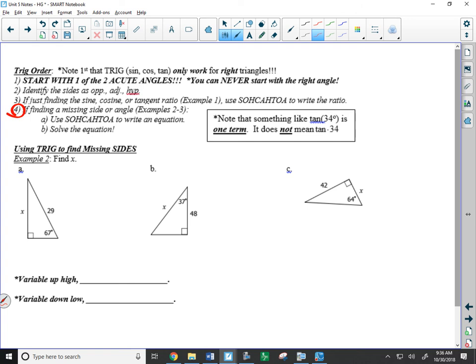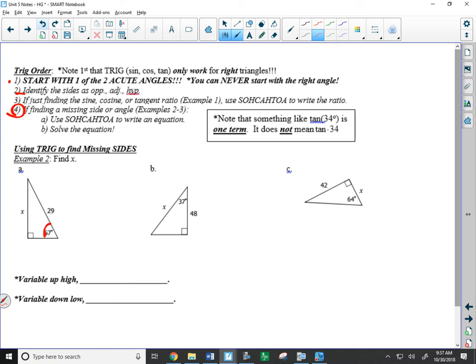So I'm going to do A, B, and C from example 2. Find X. Here we go. Step 1: start with one of the two acute angles. I'll choose the 67. Choose the one you know. If you'd like, you could subtract that and get that this angle is 23 and use that one, but that's extra work. I was going to start with the 67.